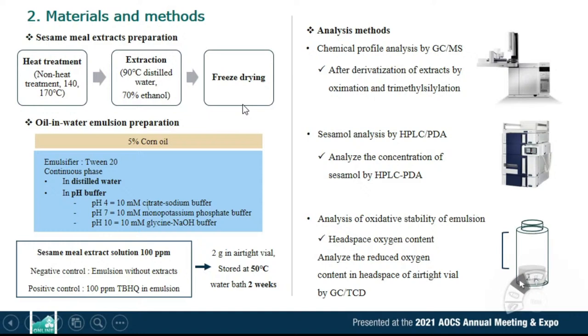The oil-in-water emulsion consists of corn oil and Tween 20 emulsifier in distilled water and pH buffer. Sesame meal extract and TBHQ were added to the emulsion and stored at 50 degrees Celsius for up to 2 weeks. Chemical profiles of sesame meal extract were detected by GC-MS and HPLC-PDA. GC-MS analysis was conducted after derivatization by oximation and trimethylsilylation. To analyze the oxidative stability of the oil-in-water emulsion, change of headspace oxygen content was evaluated.